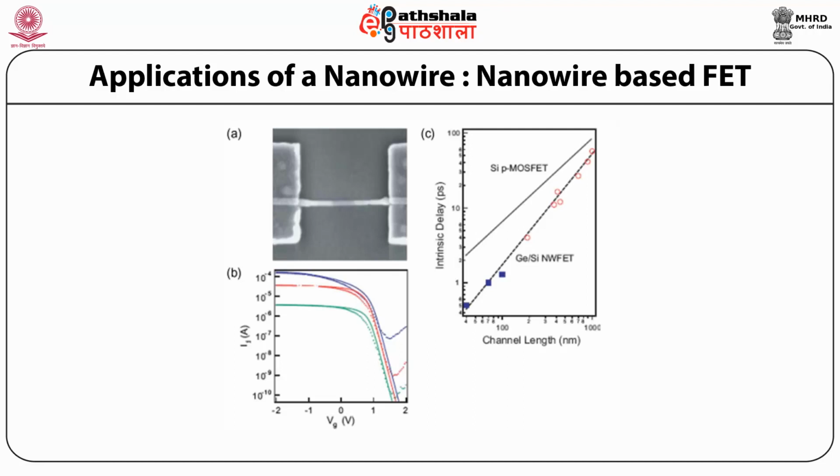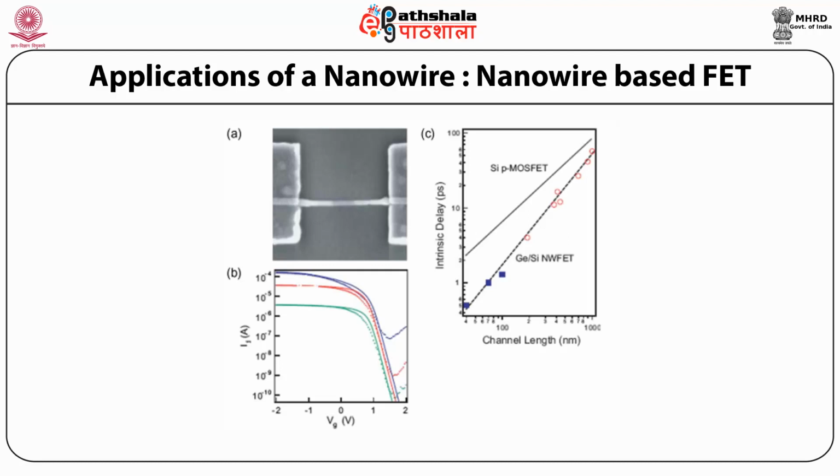Due to the high aspect ratio, if the gate dielectric is wrapped around the nanowire channel, we can get good control of channel electrostatic potential, thereby turning the transistor on and off effectively.